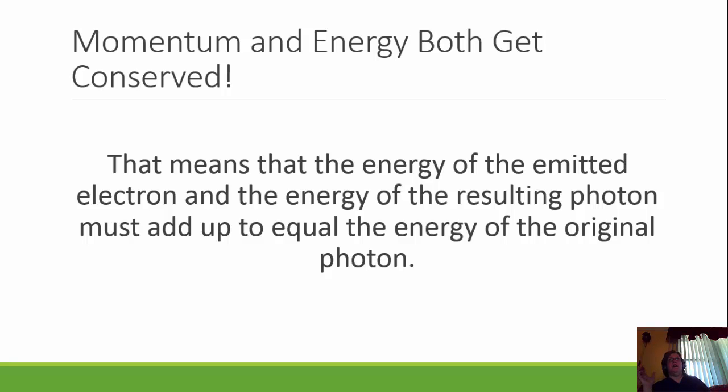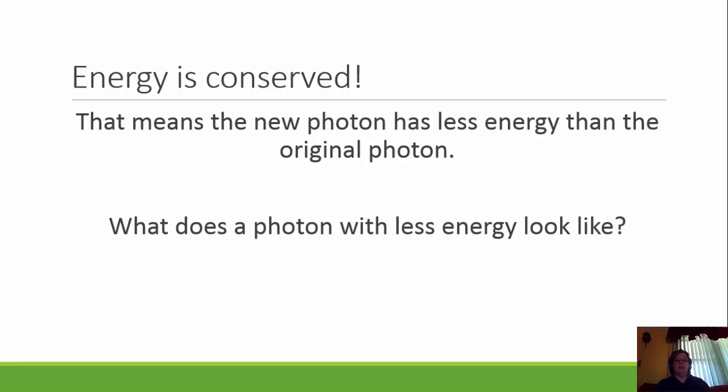So the energy of the electron that's moving away from the surface and the energy of the recoil photon have to add up to equal the original energy. So it makes sense that the new photon has to have less energy than the original photon because some of the energy was transferred to the electron. So what does a photon with less energy look like?